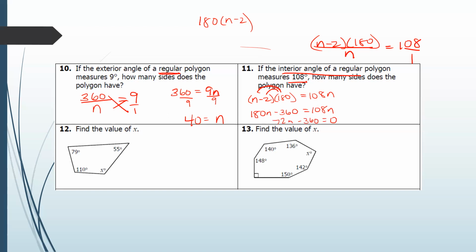But then I'm going to add 360 to both sides. So now I have 72n equals 360. And I can divide both sides by 72. So this is a pentagon. It has 5 sides.